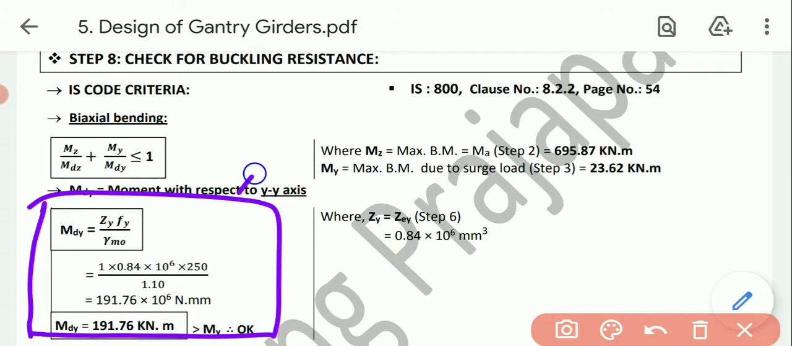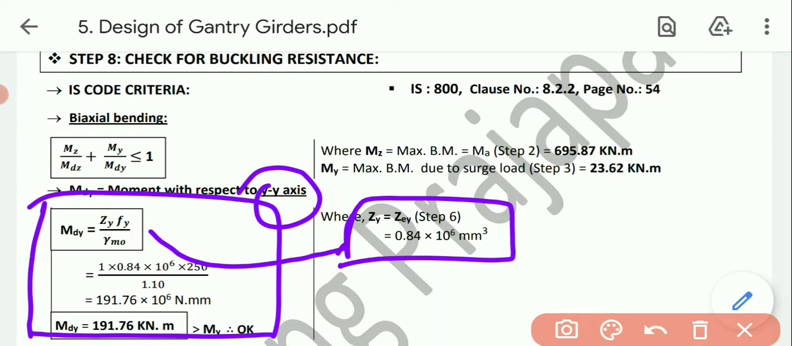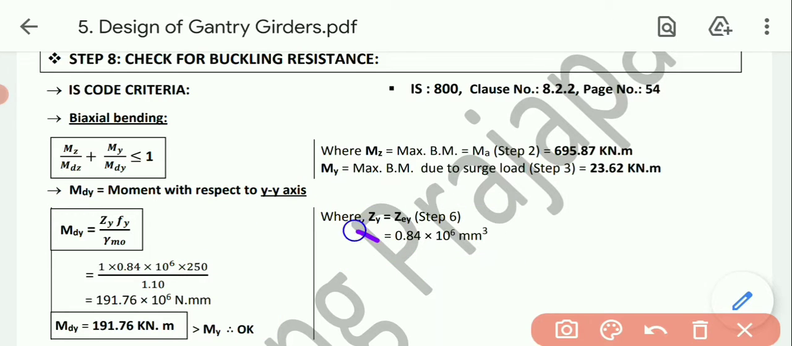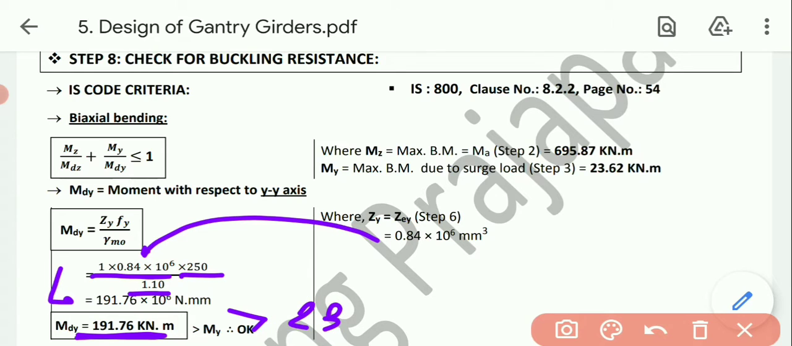Now as we are going to calculate with respect to the y-axis, Z equals Zy. We already have the value of Zy in step number 6, 0.84 × 10^6. Let's put down this value: 0.84 × 10^6 for Zy, fy 250, and gamma m0 1.10. By simplifying the terms, we get 191.76 × 10^6 Newton-mm. In kilonewton-meter, it should be greater than 23.62. So we already have the value of MdY.